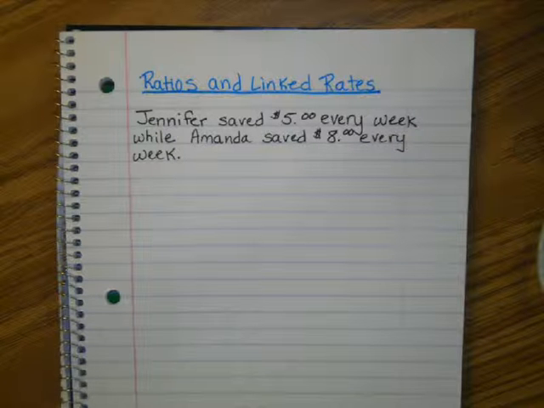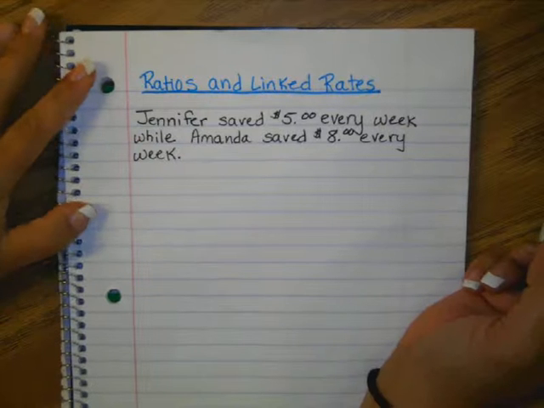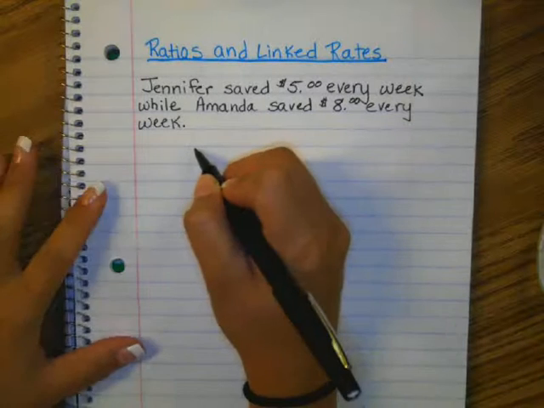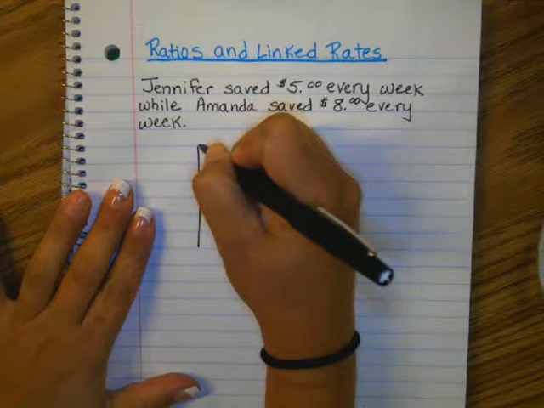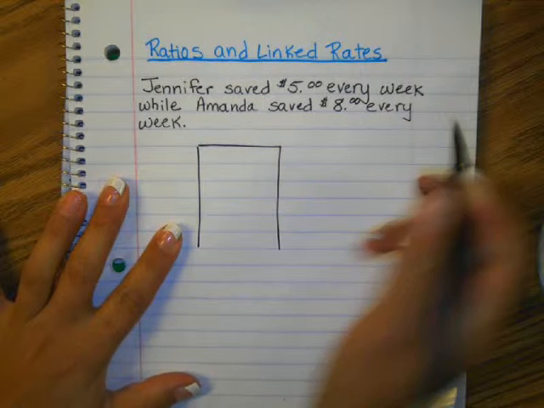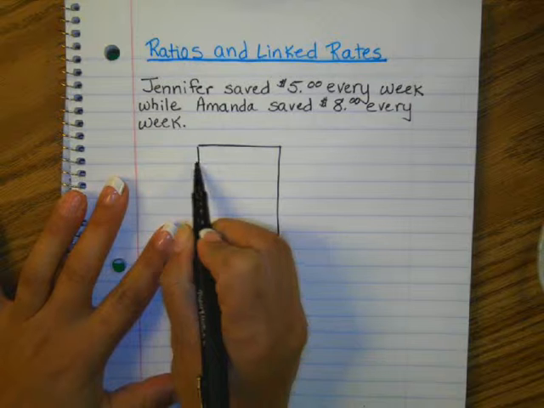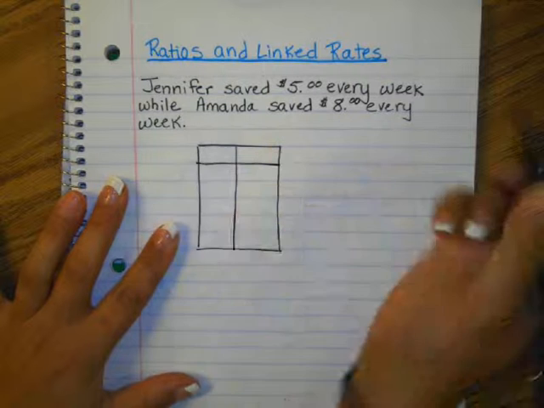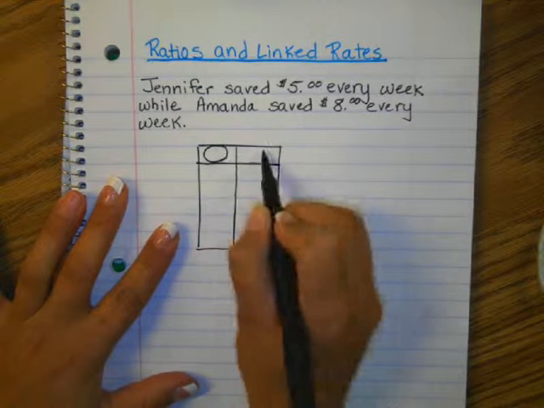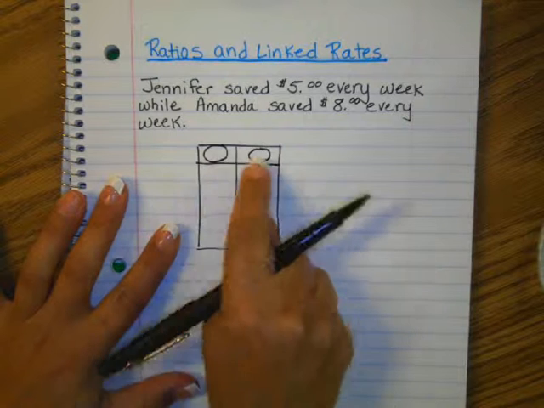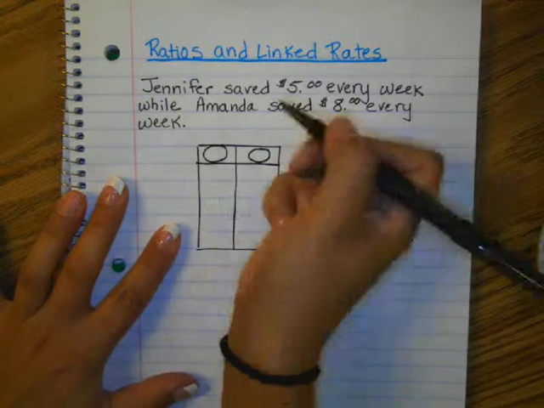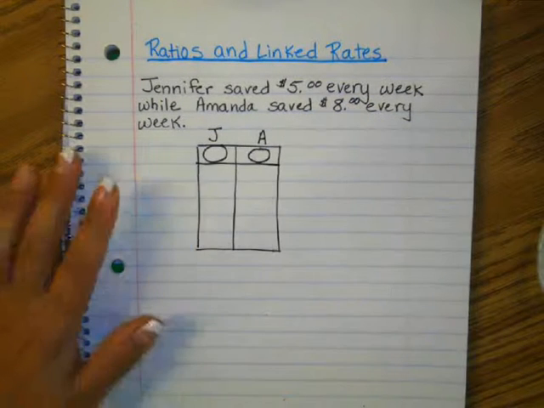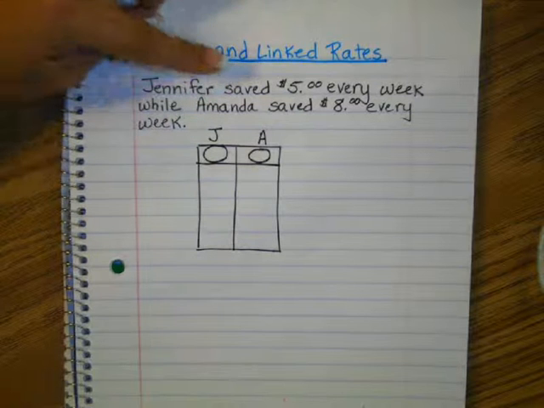So with a ratio table, what we can do is we can set up a table. So we're just going to sketch a table to go with our situation. I'm going to leave the top row blank because these are the numbers we want to figure out. So I'm putting a circle there. And I could put a J for Jennifer and an A for Amanda. From the problem, I know Jennifer saved $5.